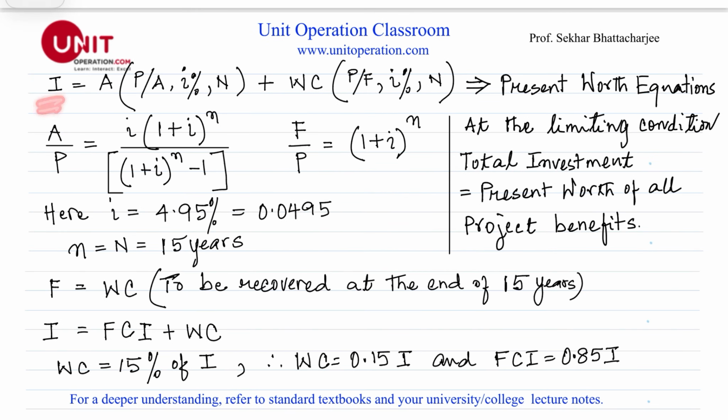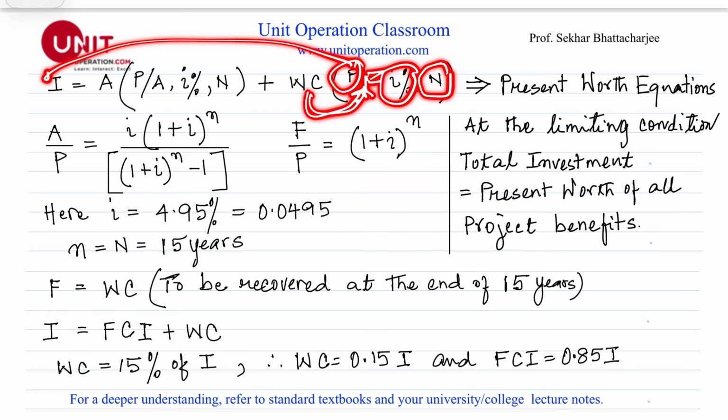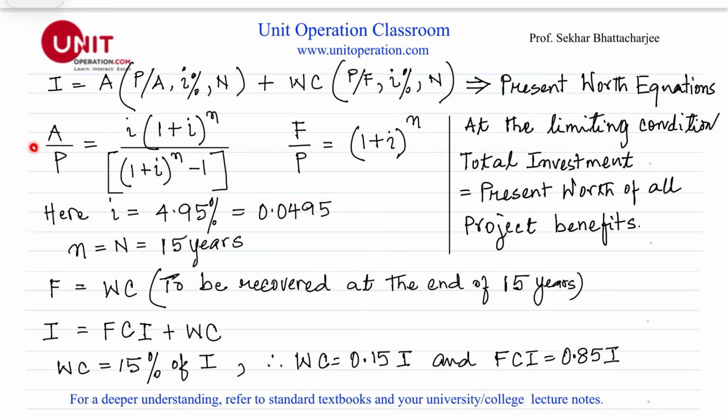So I is equal to the annual cash flow A, that is the present worth of A, at i% interest rate, which is already given as 4.95%, and N is the number of years that we're getting it, 15 years. And here, the working capital is a one-time value. What is the present worth of this value? This is my working capital value. This F is the future value. F stands for future, that means what we're getting after 15 years. So what is the present worth of that? Again, assuming this i% return, and N is my project life. This is the standard equation for P over A, and this is the standard equation for P over F.